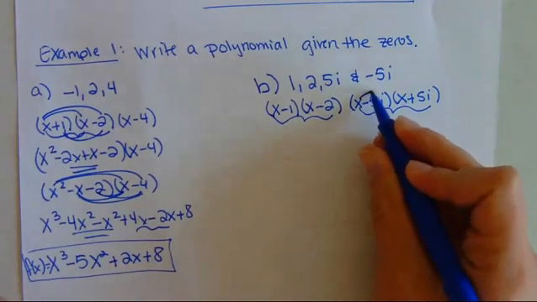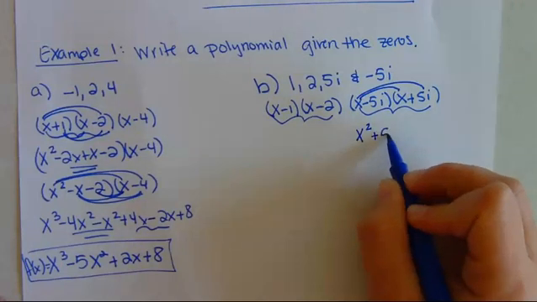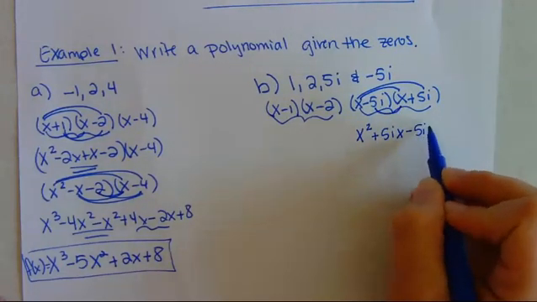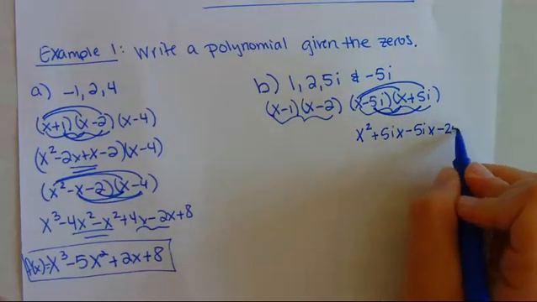So x times x is x squared. x times 5i is a positive 5ix. Negative 5i times x is negative 5ix. And negative 5i times positive 5i is a negative 25i squared.